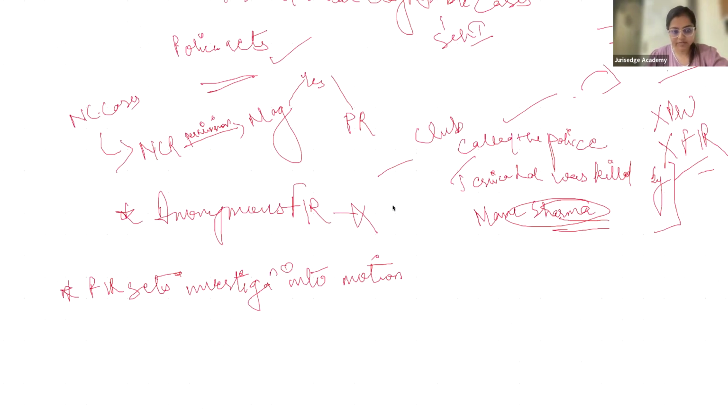But here comes a catch. If an FIR is filed, investigation starts, as it is mentioned, FIR sets investigation into motion. In between here, if again a person comes with a lot of other information, then also the FIR can be filed.